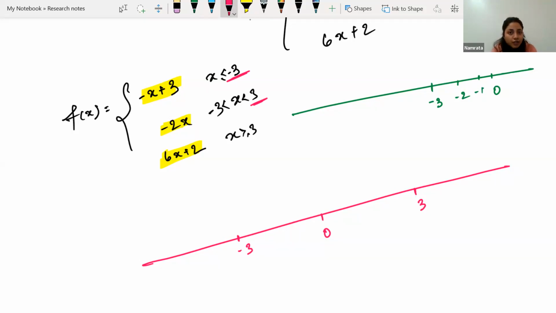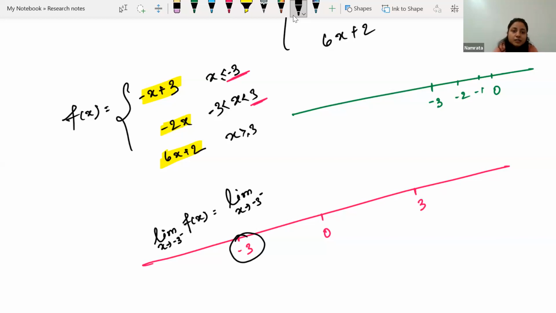So if we focus on one point at a time, that is -3. Now the left hand limit at -3, so limit x tends to -3 minus. Smaller than or equal to -3, that means we have to take this function. This will be minus x plus 3. If we substitute -3 over here, our result will be 6, right?